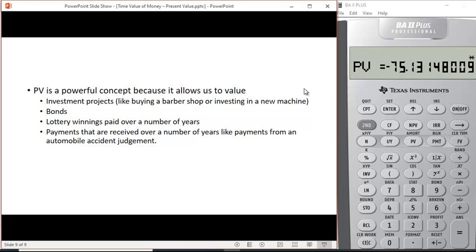You may also have been unfortunate. The lottery winnings are fortunate, but perhaps you were unfortunate in an automobile accident and you received some judgment where you're receiving payments, again, over a number of years. You may want to receive that money all at once because perhaps you want to go to college and, rather than receiving $10,000 a year for the next 25 years, you'd rather get a lump sum now to help you pay for college. So how do you determine how much you should get? You find the present value.